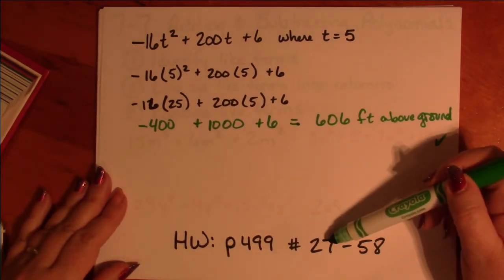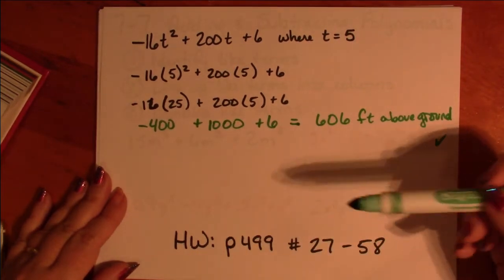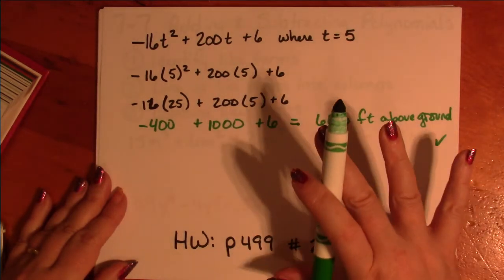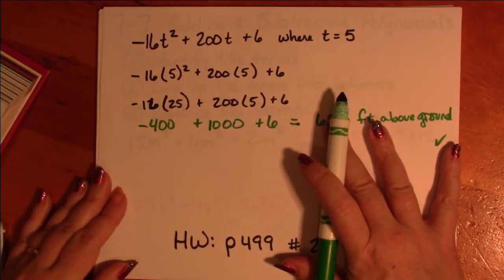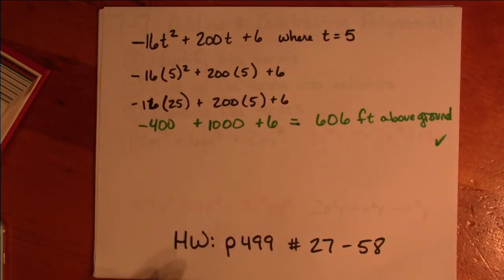Your homework for tonight starts on page 499. I'm asking you to do numbers 27 through 58 all. A lot of these are very simple. It's look at the problem and just write down an answer. So this should go relatively quickly. Please make sure you ask any questions in class while I'm standing there. Okay? Thank you much.